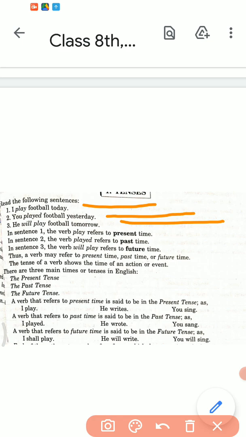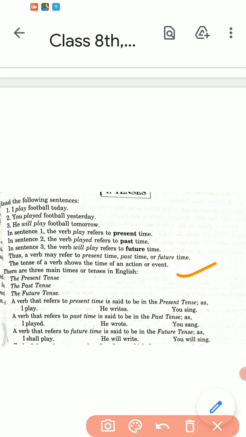In sentence 1, the verb play refers to the present time. In sentence 2, the verb played refers to past time. And in sentence 3, the verb will play refers to the future time. Thus, a verb may refer to present time, past time, or future time. The tense of a verb shows the time of an action or event.